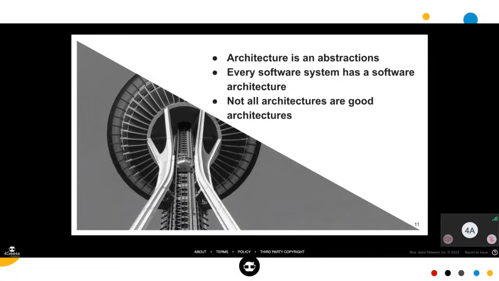Every software system has a software architecture. This is clear. Even a monolithic, simple Excel file has an architecture. This is the architecture. Up to the cloud, microservices, distributed computing, this is also another architecture. But every software system has a software architecture. Maybe you don't see it, it's not documented, it's not defined, but there is an architecture. And not all architectures are good architectures.